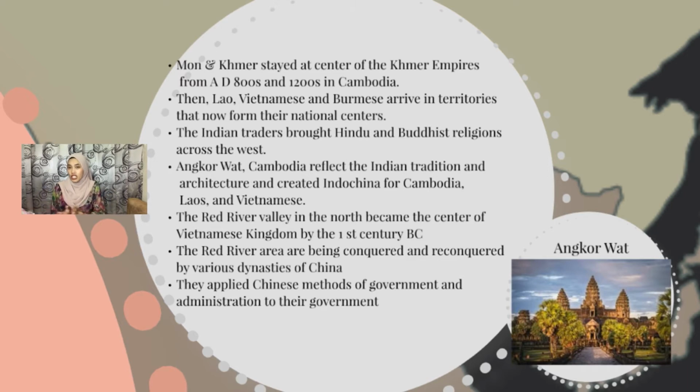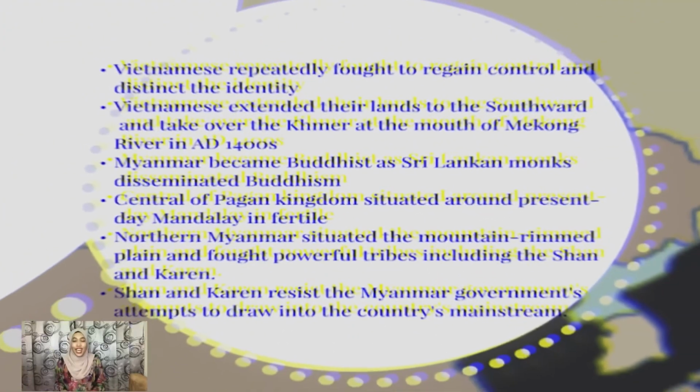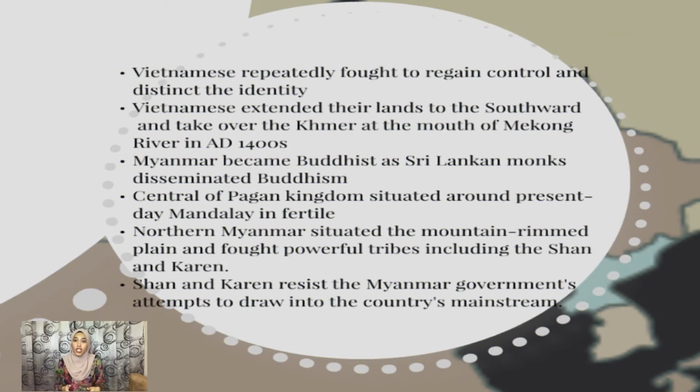In the 1st century, a Vietnamese kingdom was established in the Red River Valley in the north. Chinese dynasties would conquer and reconquer the area, and Chinese methods of government and administration were applied. However, the Vietnamese repeatedly fought to regain control, and they succeeded in retaining their different identity. Then they extended their land southward across all the coastal kingdoms and took over some of the territories at the mouth of the Mekong River in the 1400s.